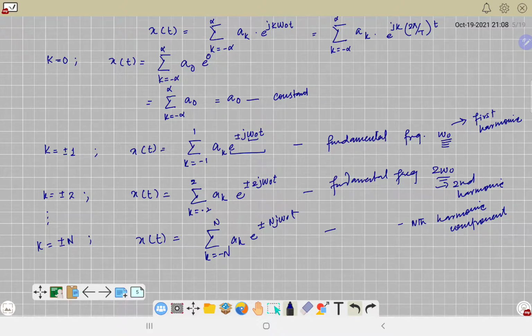Okay, so we have expressed our signal x of t as a linear combination of harmonically related complex exponentials, and this kind of representation is known as the Fourier series representation. And when you expand this, you will have different harmonic components, different exponential components जिनकी अलग अलग fundamental frequency होगी. Overall जो signal x of t है, it has to be periodic with the period T, right?